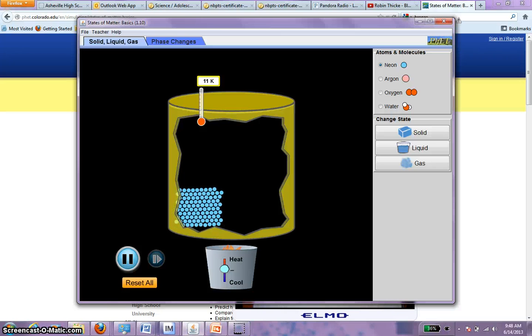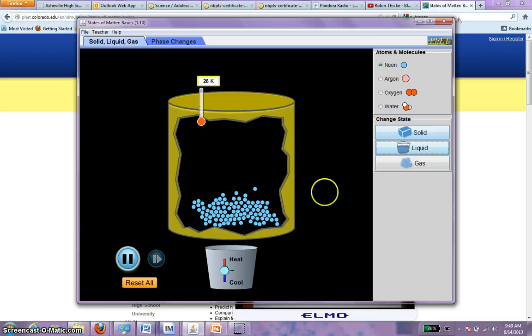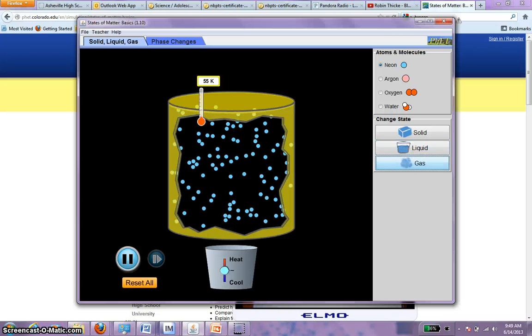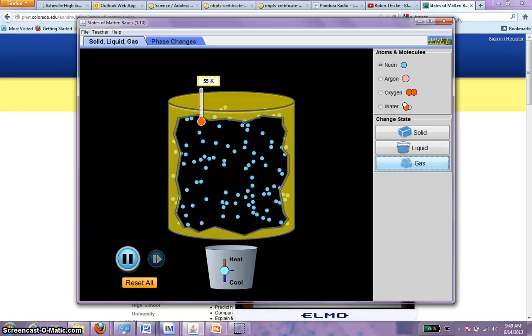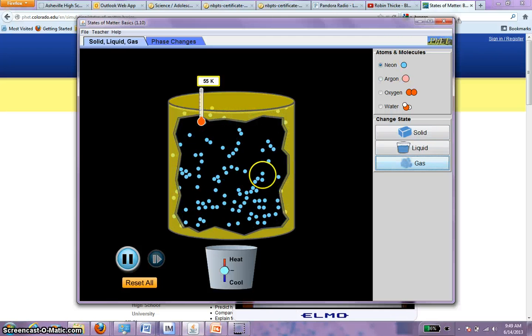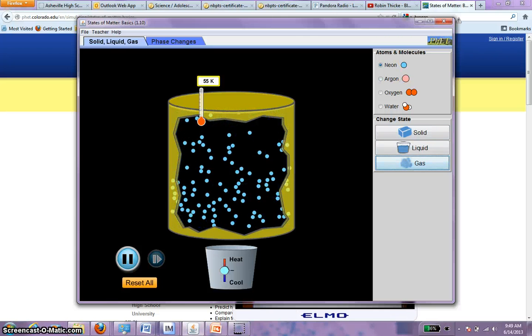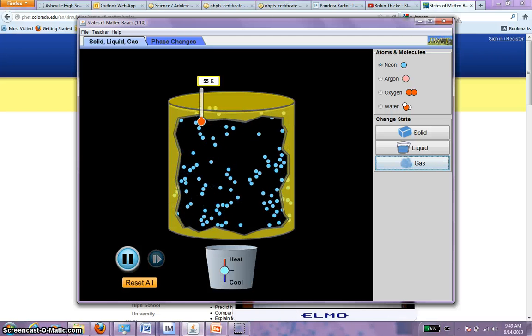If I were to continue to do this, it would eventually melt. But let's look at the difference between states. A solid has a definite shape and definite volume, and the particles are vibrating in place. If I make that a liquid, you can see how it has an indefinite shape, and the particles flow past one another. They have a lot more energy because you can see it's warmer. And if I make it a gas, we can see they're bouncing all around the container, they're not attracted to one another, and they have an indefinite volume and an indefinite shape.